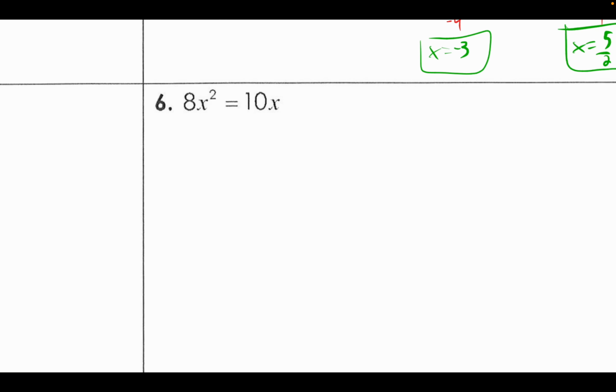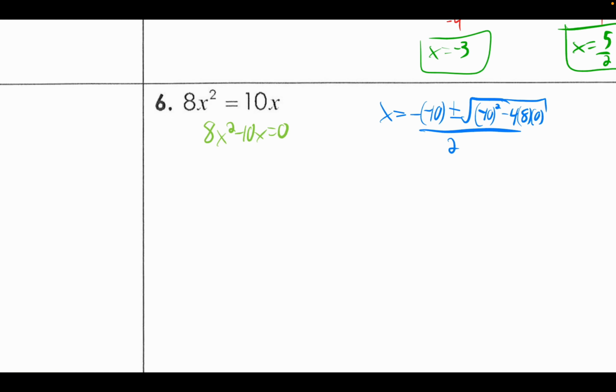Number 6 here, I subtract 10x from each side, and I get 8x squared minus 10x equals 0. So here my c is 0, because I'm missing a number that's just by itself, a constant. So as I plug things in, I get x equals negative of negative 10, plus or minus the square root of negative 10 squared, minus 4 times 8 times 0, all over 2 times 8.